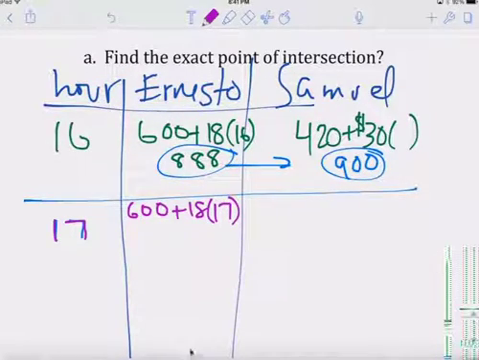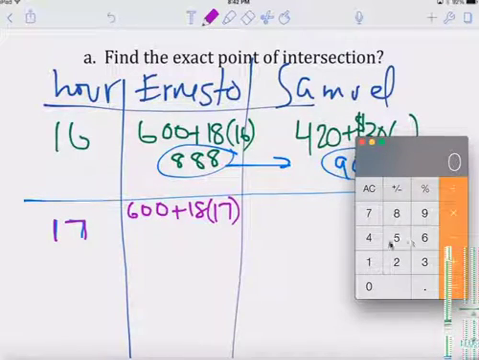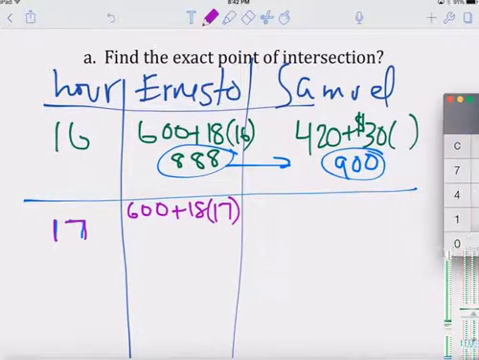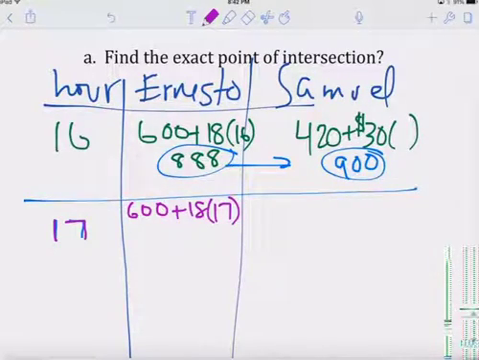Okay, let me get the calculator out. 18 times 17 plus, what in the world is that line here? My computer's going bad. 600 equals 906. Okay, 906. I'll put it aside. So 906. So this went up. Let me see what happens here.